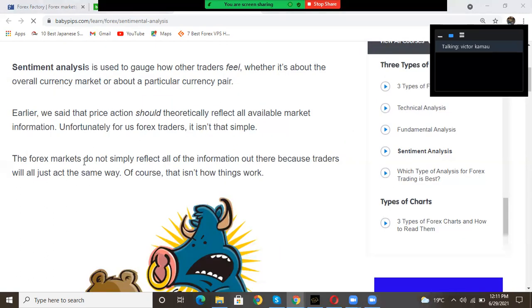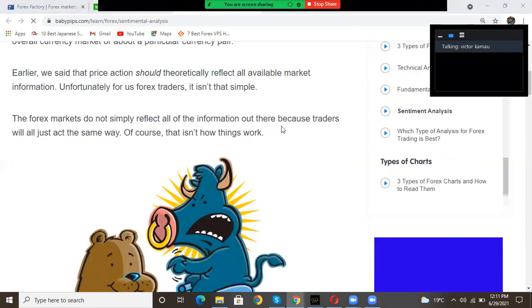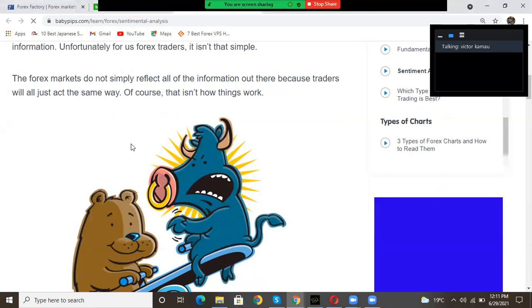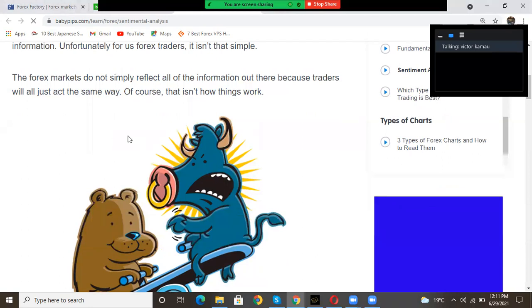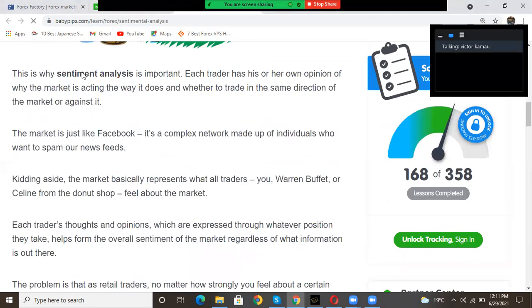So the Forex market does not simply reflect all the information out there, because traders would just act the same way. Of course, that isn't how things work. So this is why sentiment analysis is important. Each trader has his or her own opinion of why the market is acting the way it does, and whether they trade the same direction as the market or against it.